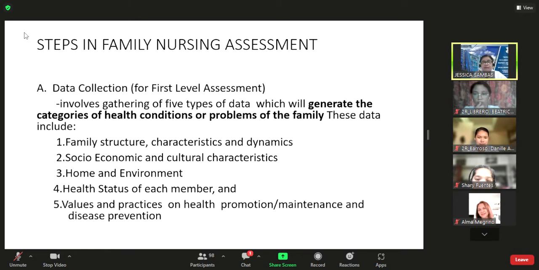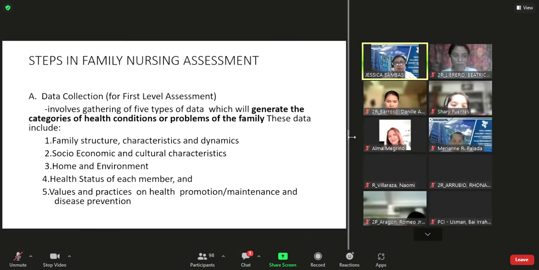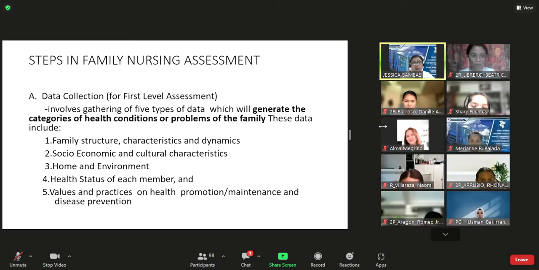So with assessment, we can identify the existing health problems of the family and the potential health problems. Nursing assessment involves, of course, data collection. For data collection, we will be utilizing the first level assessment, wherein the tool that we are going to use is our IDB, or initial database. In the first level assessment, ang ginagamit po noon ay ang ating IDB. This involves gathering 5 types of data which will generate the categories of health conditions or problems of the family.